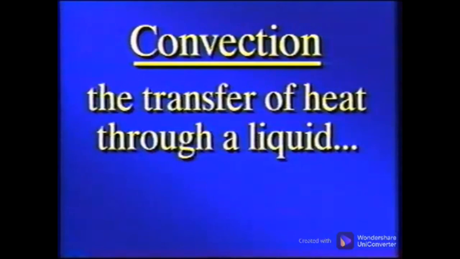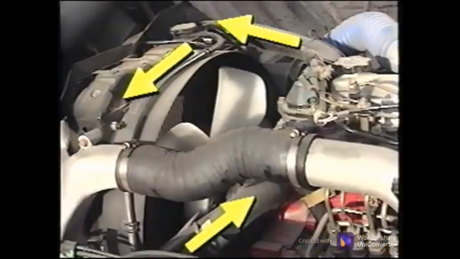Convection is the transfer of heat through a liquid. Whenever we think of liquid, we think of water or some other fluid. However, air is also considered to be a liquid. A typical example is the cooling system in an automobile. The heat from the engine is transferred to the liquid coolant. The coolant is then pumped through a radiator where air crosses the radiator, transferring heat to the air, which leaves the liquid coolant much cooler.